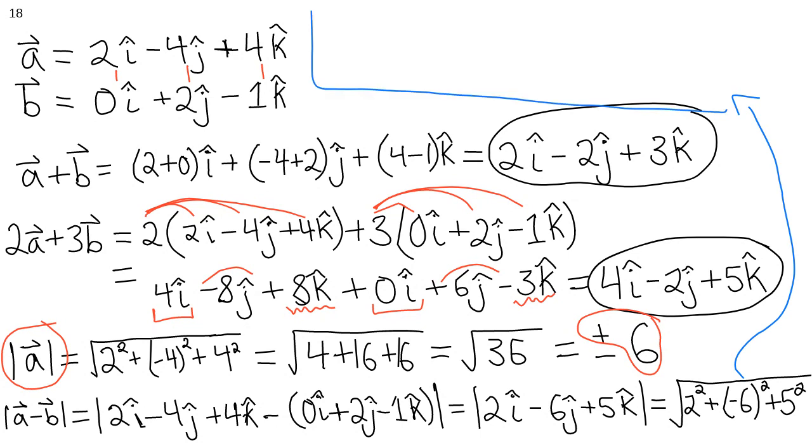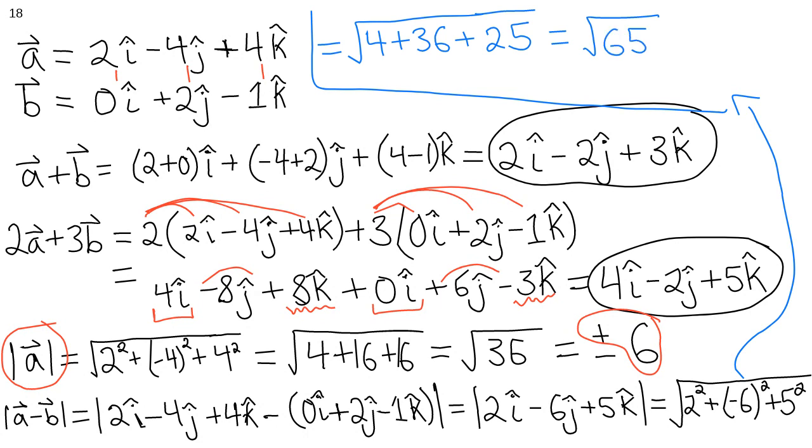The square root of 4 plus 36 plus 25. 40 plus 25 is 65, which is close to 8. But square root of 65 is good.